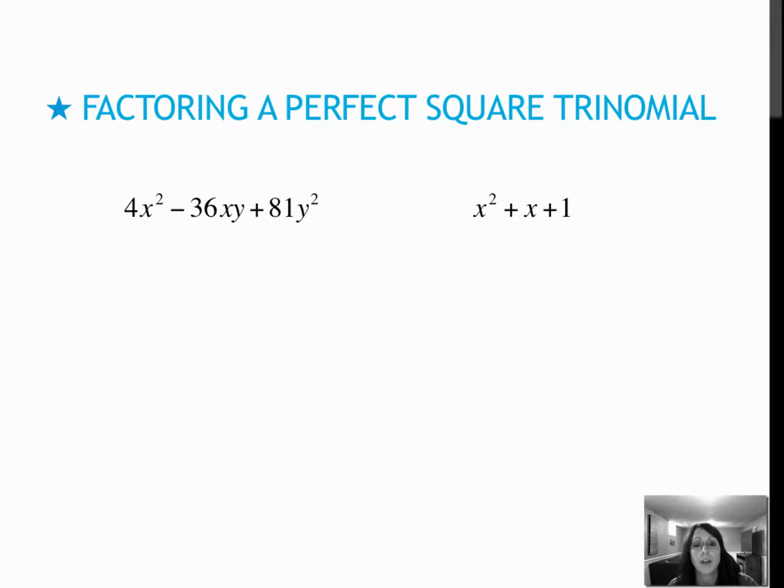Here are two for you to try on your own, so give them a shot and then press play to see how you did.